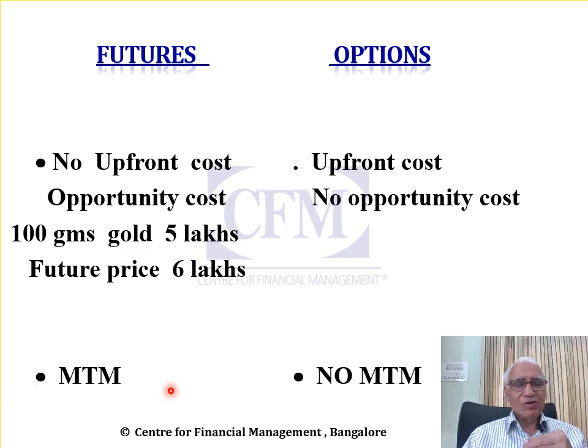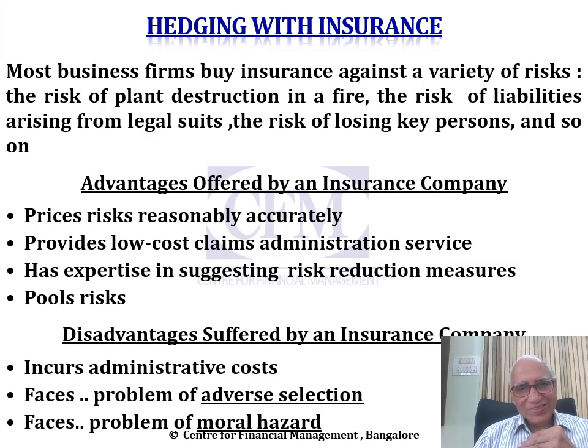In a futures contract, there is a mark to market. In an options contract, there is no mark to market. Hedging with insurance. Most business firms buy insurance against a variety of risks: the risk of plant destruction and fire, the risk of liabilities arising from legal suits, the risk of losing key persons, and so on. Advantages offered by an insurance company.